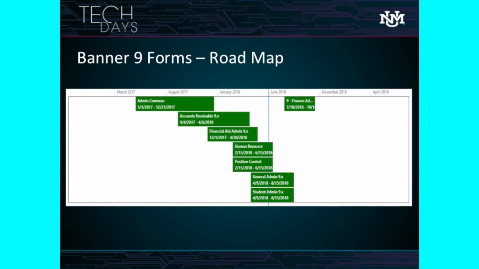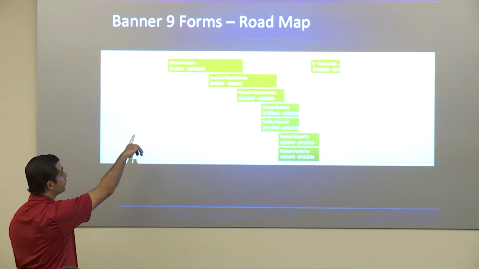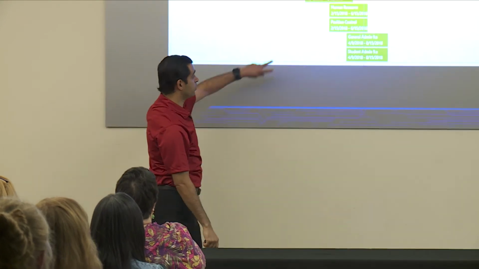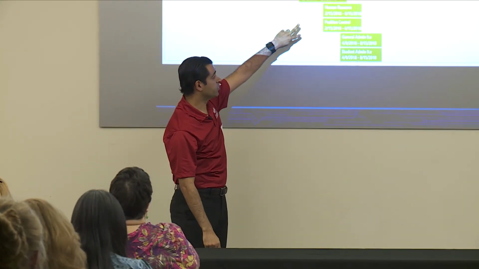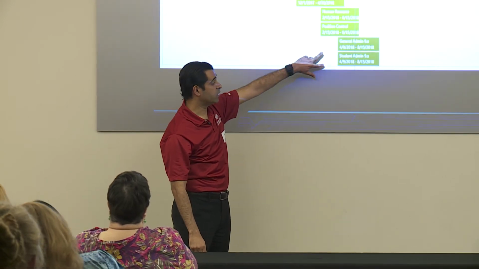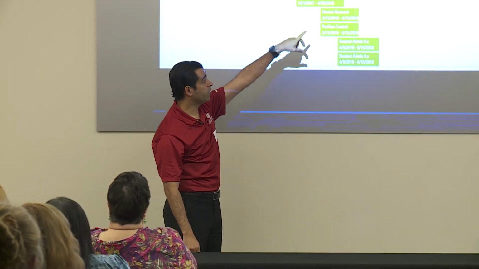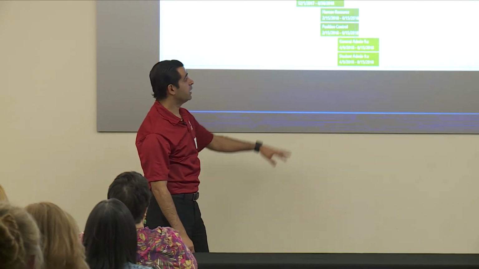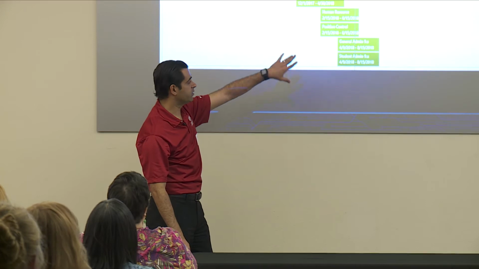This is a roadmap that we developed in 2017 about rolling out the admin modules or the admin forms. I mentioned that we went live with account receivable and financial aid. Currently, we are working on human resources, HR, and efficiency control. Meanwhile, we are also working on general admin and general student admin. And then there's one module left at the end, with the fourth semester, which is finance.